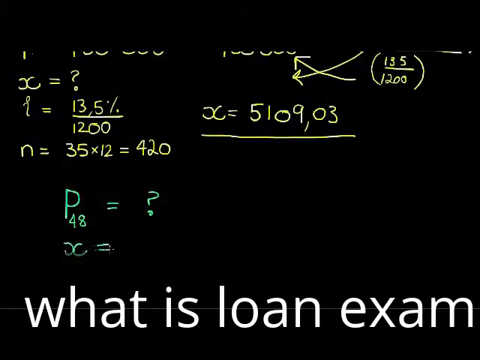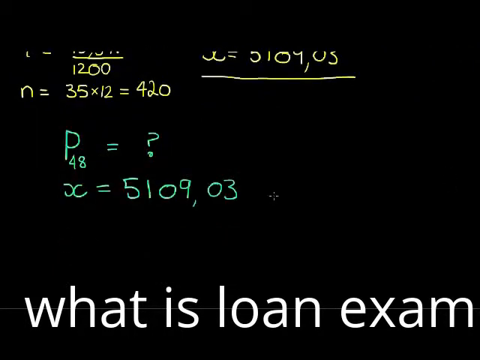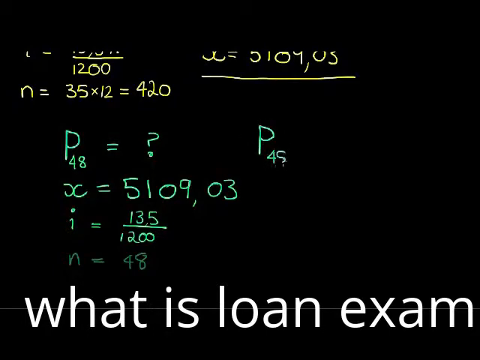We don't know what that value is, but we know what our recurring payment is this time. We are still paying the same amount. This is a constant amount. The interest hasn't changed. It still stays 13.5 over 1200. The number of payments that are left has changed. This is now 48. So what is the amount when 48 payments are still remaining?